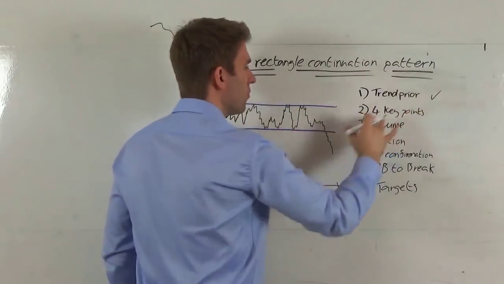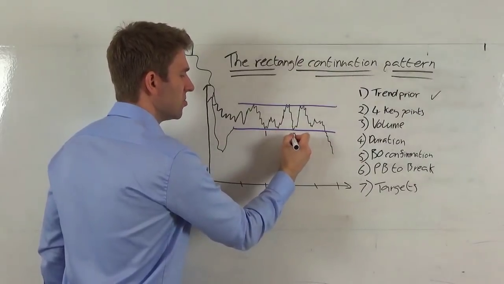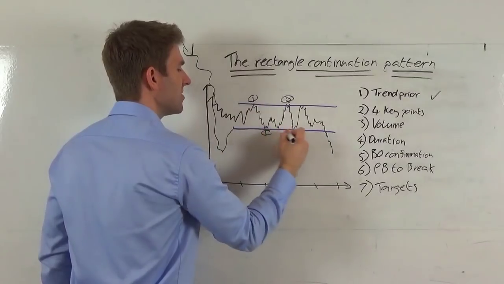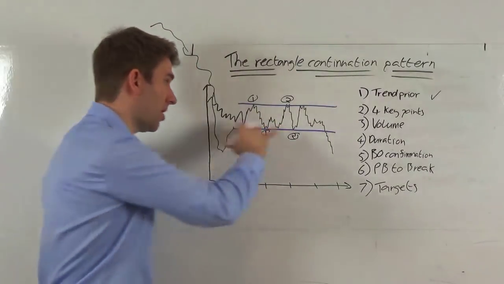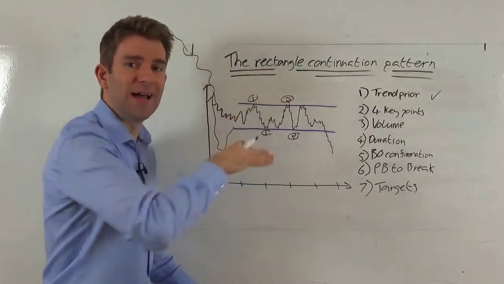Okay, number 2, 4 key points. What does that mean? It means that you've got to have at least one touch here, 2 touches here, 1 touch here, 2 touches here. So 2 tags of a parallel resistance and support line, support being below, resistance being above. So you want that 1, 2, 3, 4. So at least 2 above, at least 2 below.